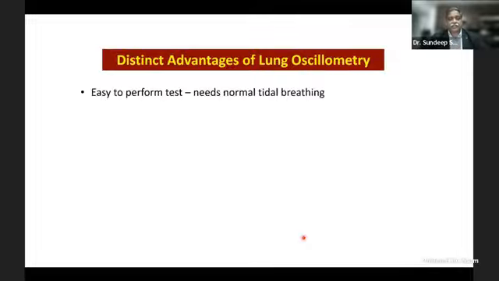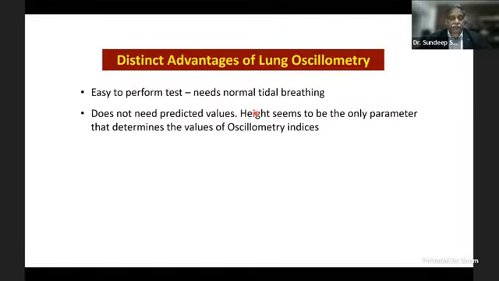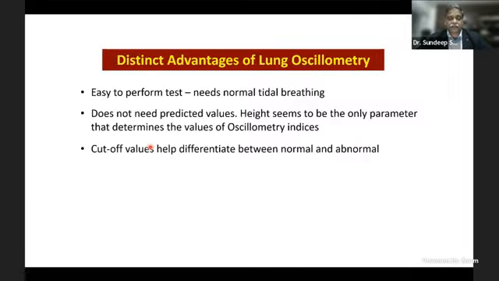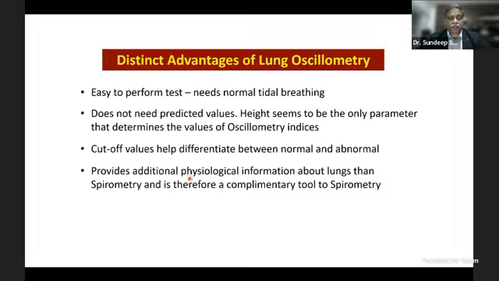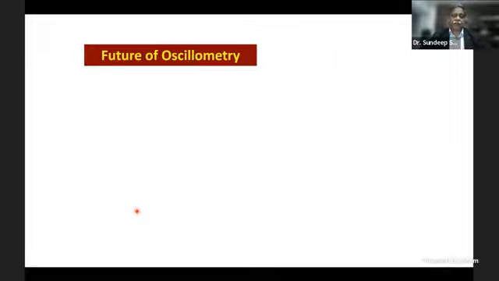and so simple to perform in these patients. So what are the distinct advantages of lung oscillometry? Easy to perform, needs normal tidal breathing, not like spirometry. Does not need predicted values. Height seems to be the only parameter that determines the values of oscillometry indices. Cutoff values to help differentiate between normal and abnormal, and provides additional information about lungs than what spirometry does. So it tells you about elastance, capacitance, which spirometry does not. Spirometry gives you lung volumes, gives you lung flows. It doesn't give you the elastance properties of the lung.